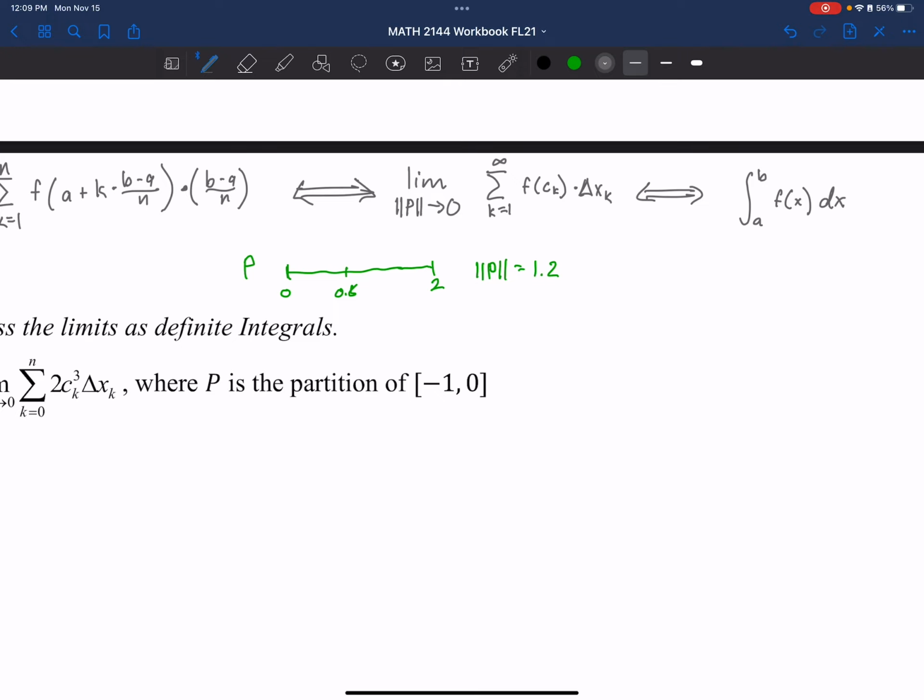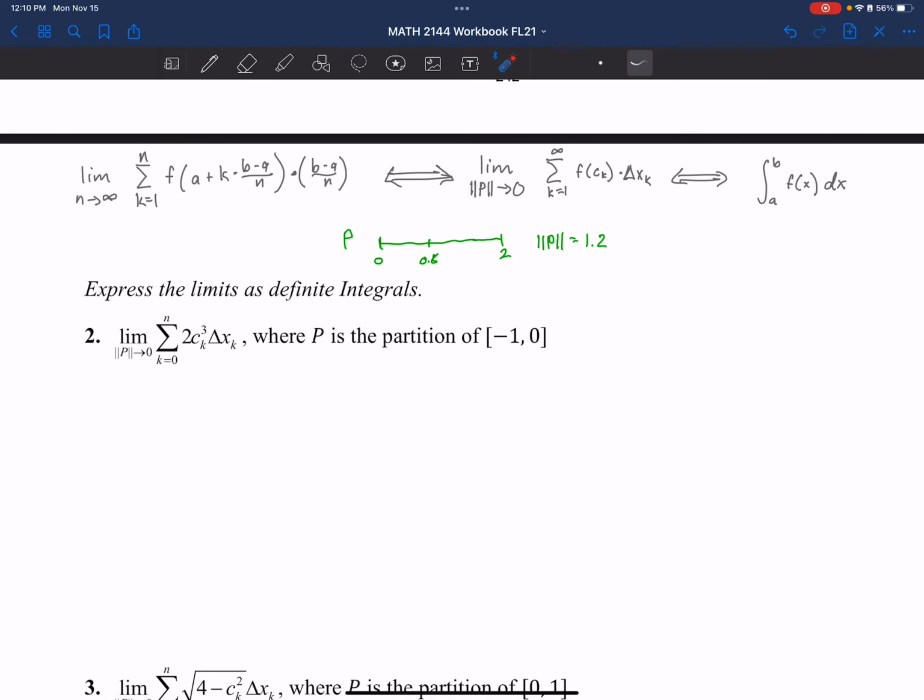And so this we can easily compute using antiderivatives and the fundamental theorem of calculus that we'll learn in the next chapter. Okay, so now that we know the translation, what we're going to be doing in these problems is essentially this arrow. We're starting with this limit, and we're going to write it as a definite integral over this partition.